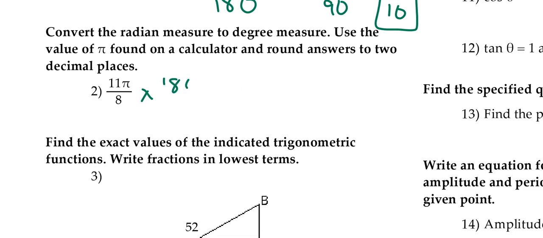Okay, so 180 over pi, what's going to cancel out? The pi's. So effectively, you could have substituted pi with a 180. 11 times 180 over 8. Since we are not using a machine to do this, we're probably going to have to reduce first.